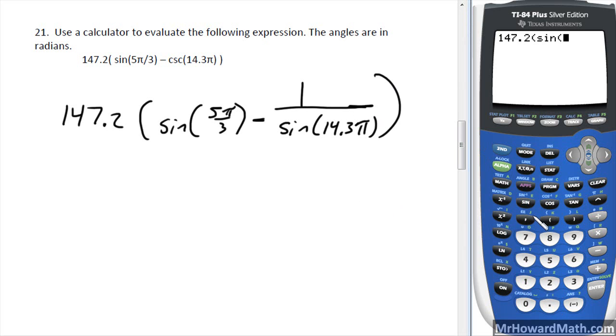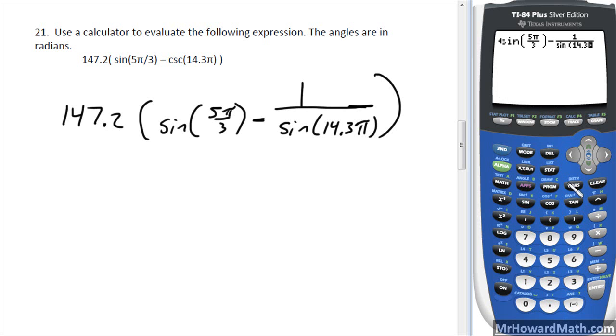So parentheses sine of, I'm going to use the fraction button here, alpha y equals enter. That's the fraction button, so that would be 5 pi in the numerator there and 3 in the denominator. That's very helpful, so you don't have so many sets of parentheses going on here. And then I'm going to use another fraction bar here. Alpha y equals enter gives me that, and 1 is in the numerator, and sine of 14.3 second pi.